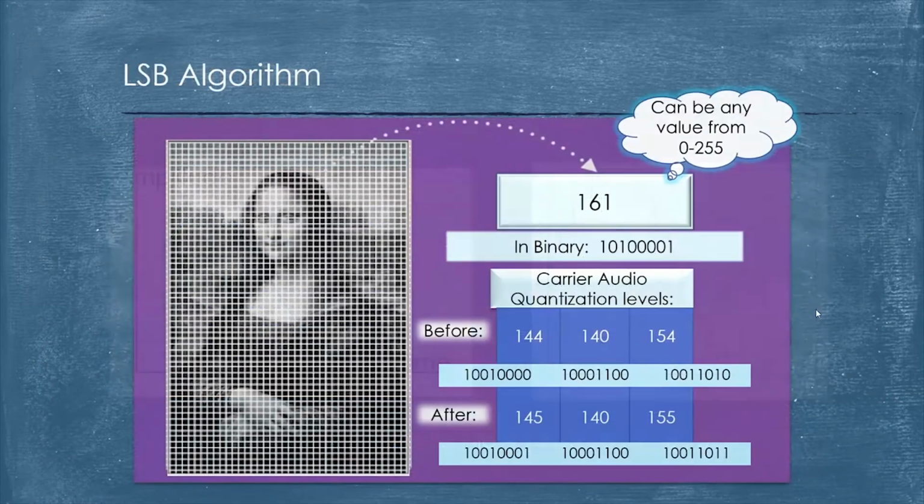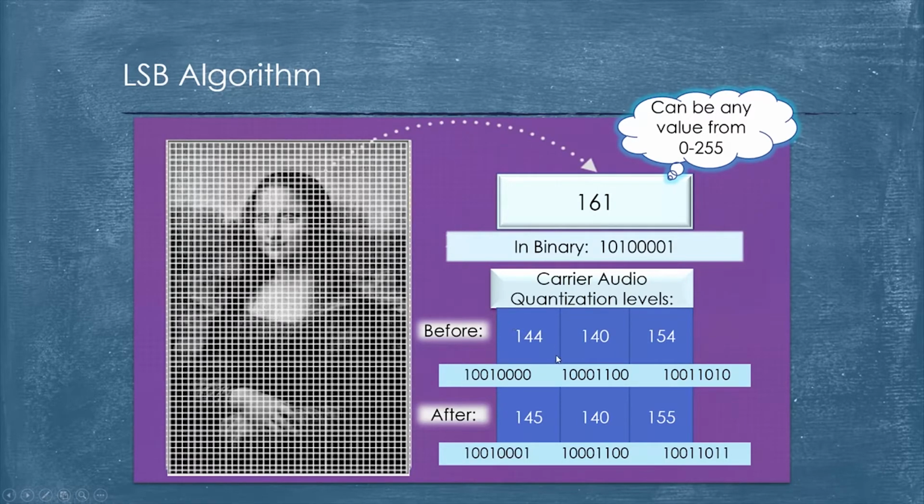Now an example can demonstrate how this actually happens. It will make things easier to understand. Let's say, for example, a pixel value is 161. This in binary is 101000001. These bits will go into each of these levels. So let's say these are the amplitude levels of the audio file.